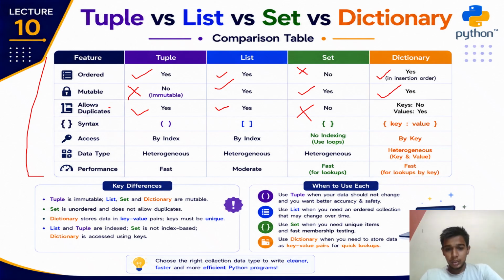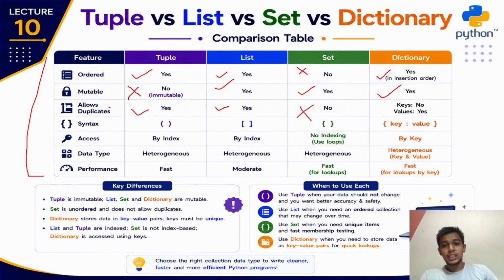Now, see the data types. So all four collections can store different types of data together. For example, number, string, boolean, floating point. This is called heterogeneous data. So every collection shown here supports heterogeneous data. All the tuple, list, sets and dictionary can contain multiple data types.